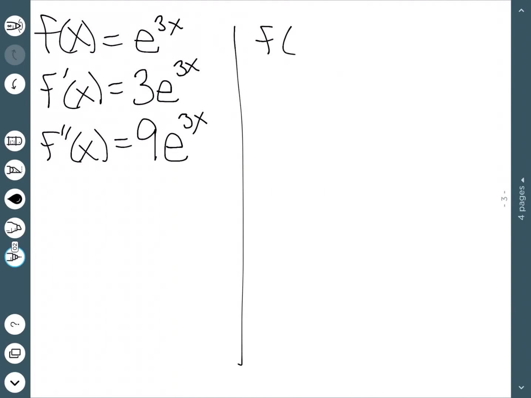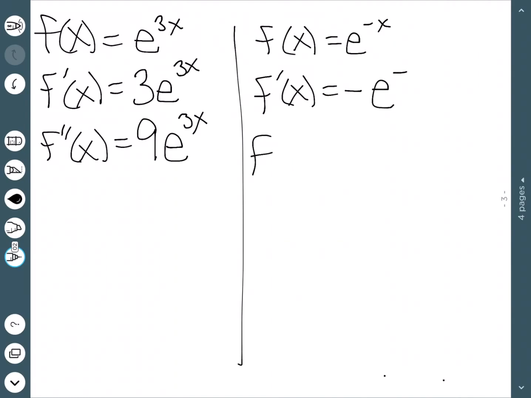What if we do something similar, like e to the minus x? The first derivative, I bring the minus down, times e to the minus x. And then for the second derivative, I would bring another negative sign down, so now I'm positive, e to the negative x.